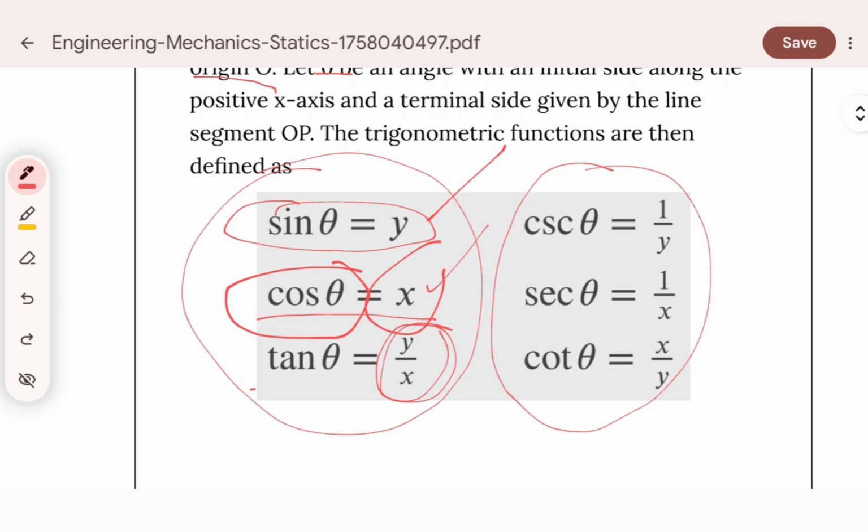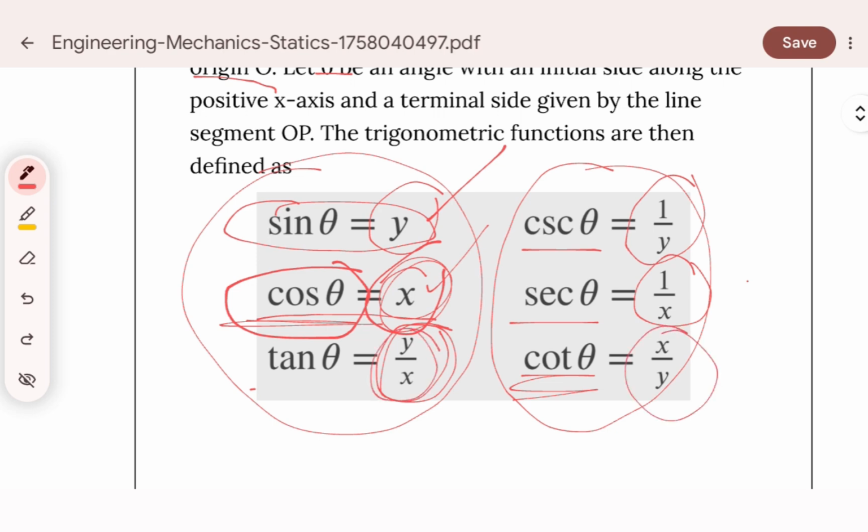If you look at it, the cosecant of theta is simply the inverse of sine. If sine is y, cosecant is 1 over y. Secant is the inverse of cosine. So if cosine is x, secant theta is 1 over x. Cotangent is the inverse of tangent. If tangent is y over x, cotangent is x over y.